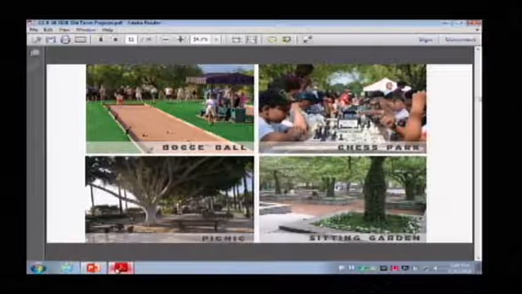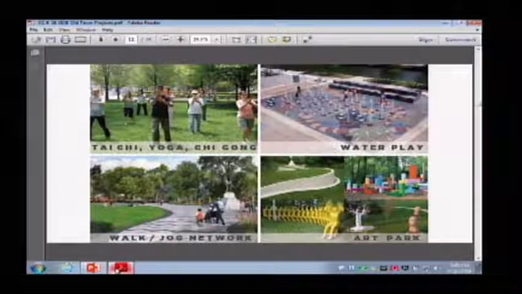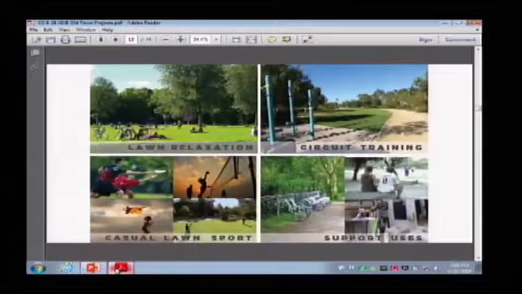So we then went through a series of teasers, if you will, for potential program uses. And we'll do that very briefly here. Each of these slides were separated in the workshop, but suggested potentials included bocce ball, chess park, picnic, sitting garden, a place where organized Tai Chi, yoga, aerobics, Qigong could happen, water play, a walk and jog network, art park in collaboration with Channel Island Studios, just simply a lawn relaxation place, a place for circuit training, casual lawn sport, and then all of the supportive uses that might go with increased public use: bike parking, trash, casual sitting. And with the farmers market, we know we have a requirement for a restroom provision.